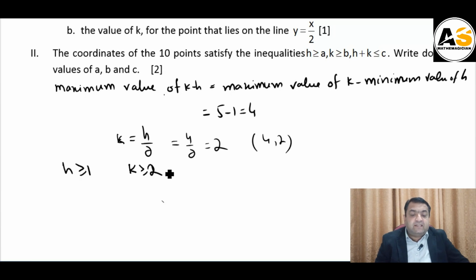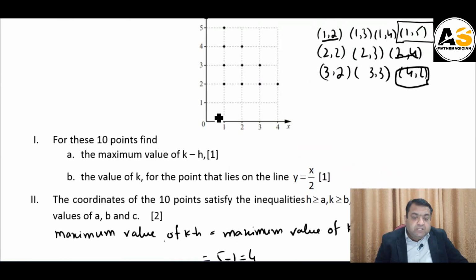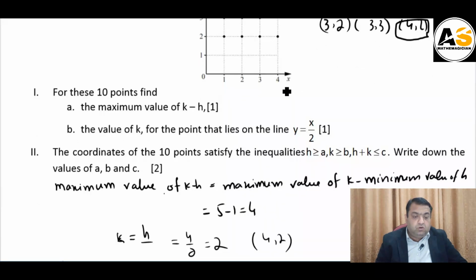Where did I get this information? See over here. All points are on the right hand side of this line. 4 lie on this line on which x is 1. So the minimum value of h is 1. Similarly, all points lie above this line. 4 lie on this line and the value of y on this line is 2. So the minimum value of y is 2.